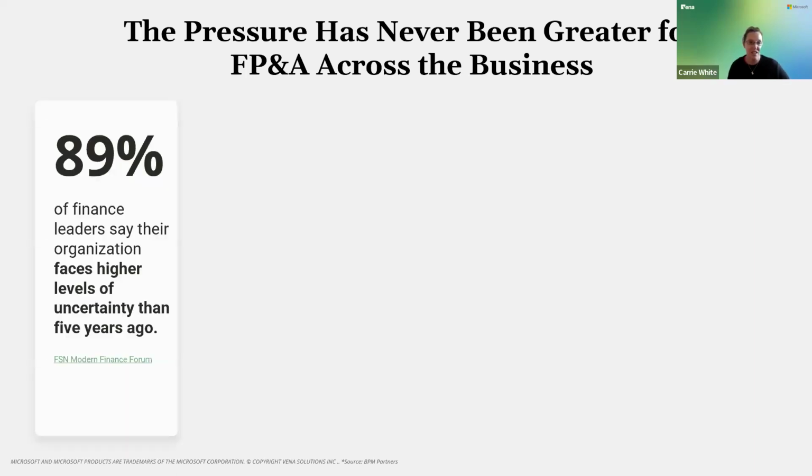The main reason, for those of you that are in the Office of Finance, working within FP&A, across your business, the pressure has really never been greater for a solution like Vena in the market, because 89% of finance leaders are saying that there's way more uncertainty in the markets than there was more than 5 years ago. We know, for those of you living in the United States, with the tariffs and everything else, there's such an uncertainty and an impact globally as well.